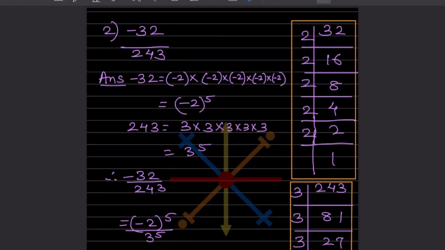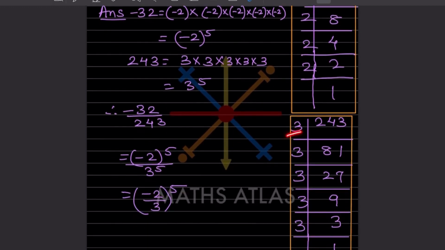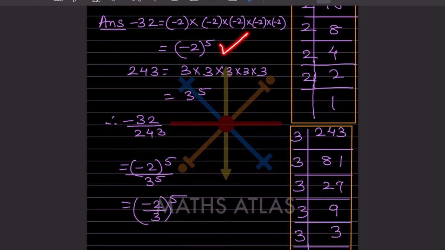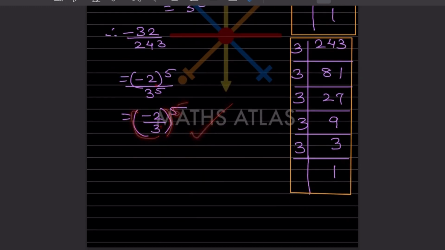Now look at here, 243. 243 means 1, 2, 3, 4, 5, 3 taken 5 times. These are the factors. You can later on see how the factors work. So again this also we'll write over here, which is nothing but this divided by this one. So now again you know both powers are the same. So what will you write here? Minus 2 by 3 you will write, and outside the bracket you will write 5. So this is the answer.